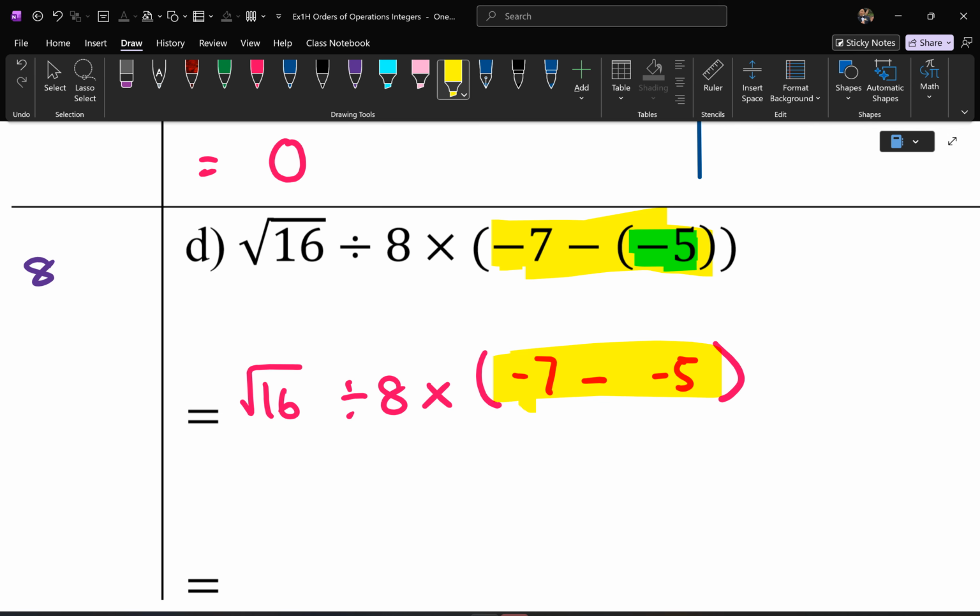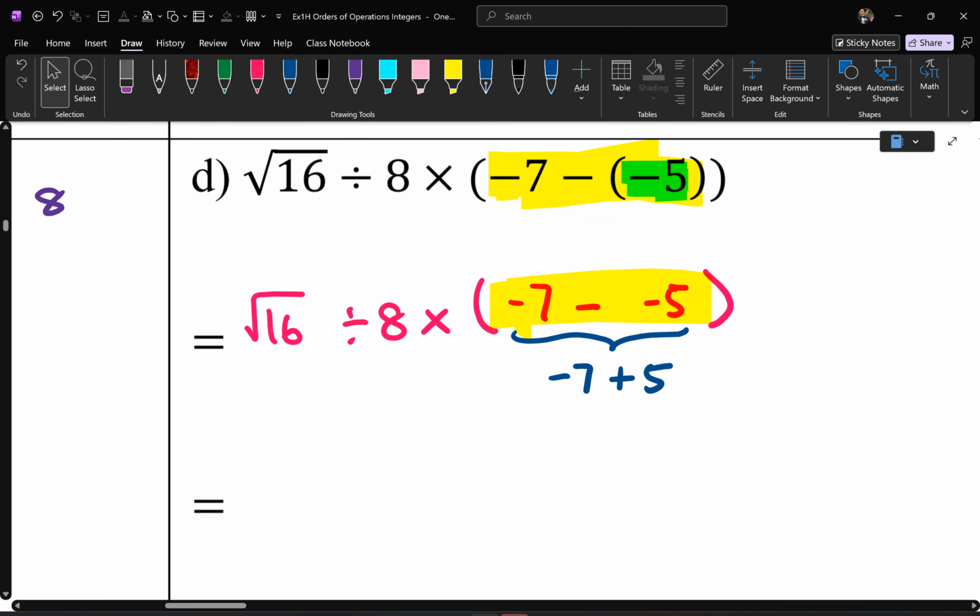And remember, you're subtracting, so you're removing debt. But if you're removing debt, you are gaining. So you're adding. So here, this is the same thing as saying, I want you to work out what -7 plus 5 is. And what is -7 plus 5? Can I please have Shakira? What's -7 plus 5? Take your time.